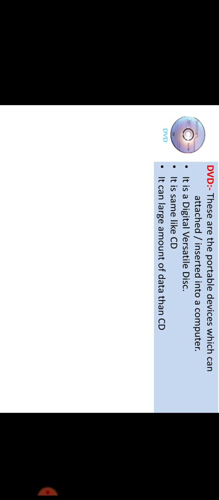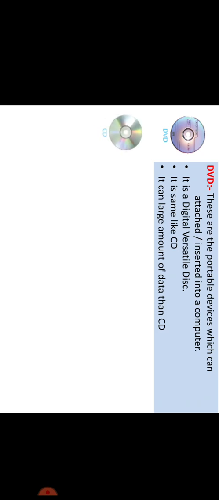This DVD we can insert into the computer, and after inserting it, the DVD runs in the computer. What is DVD? DVD is a digital versatile disc. It looks like a CD. This DVD can store a larger amount of data than a CD. It has a big capacity to store data compared to a CD.